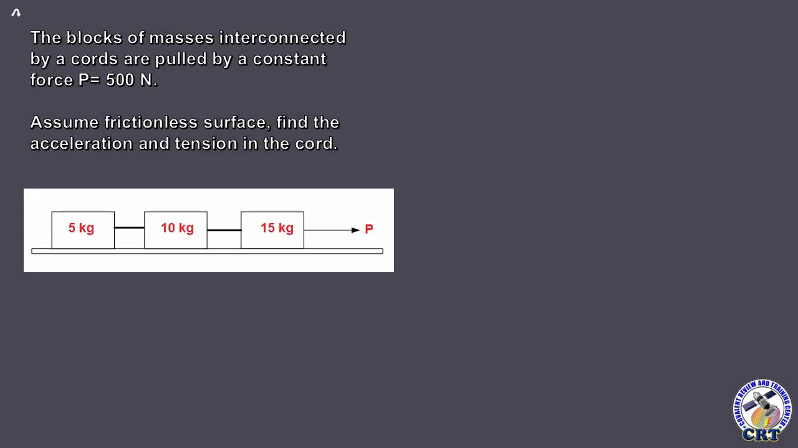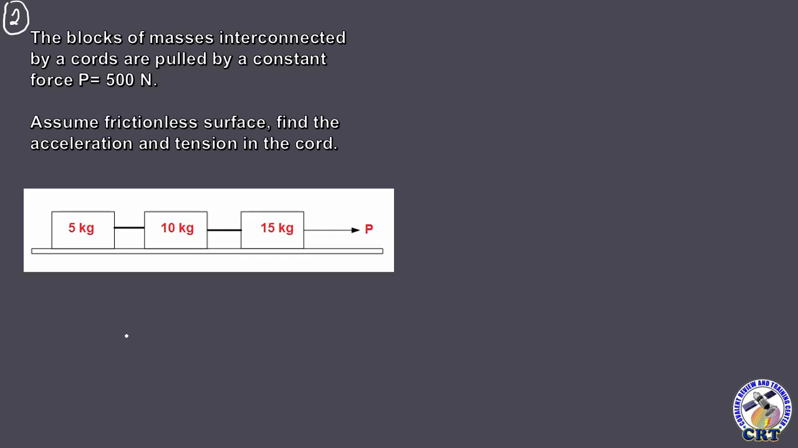Example number 2. Almost the same as the previous example, with the inclusion of a third block with 15 kilogram mass. The blocks of masses interconnected by cords are pulled by a constant force P equals 500 newtons. Assume frictionless surface, find the acceleration and tensions in the cords.